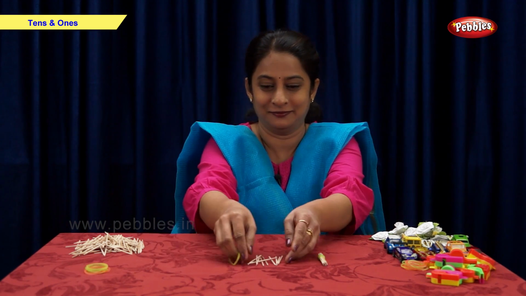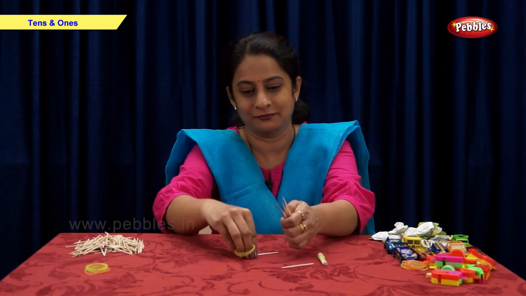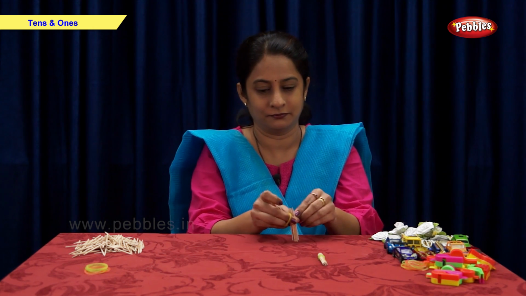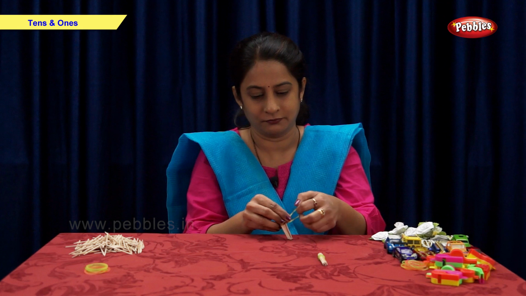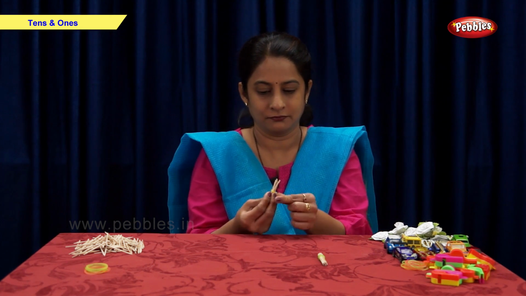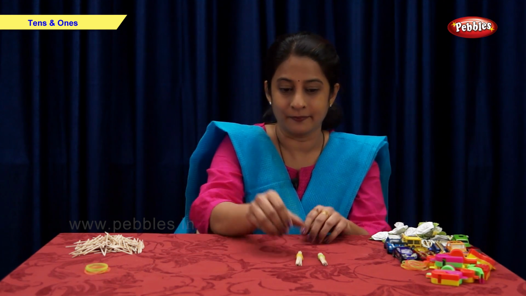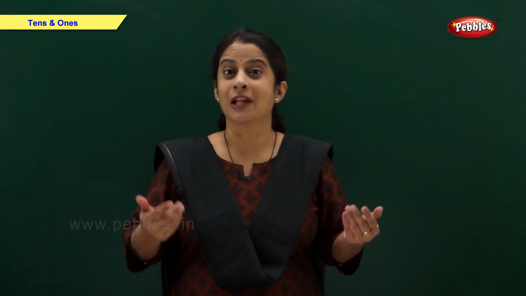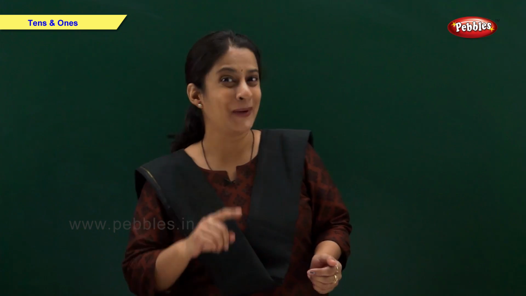Now, again we have a group of 10. So, let's make a bundle. Now we have one more bundle of 10. 1 ten and 2 tens. We have 2 tens, that is number 20. Now let us learn how to count and write the numbers from 10 to 20.